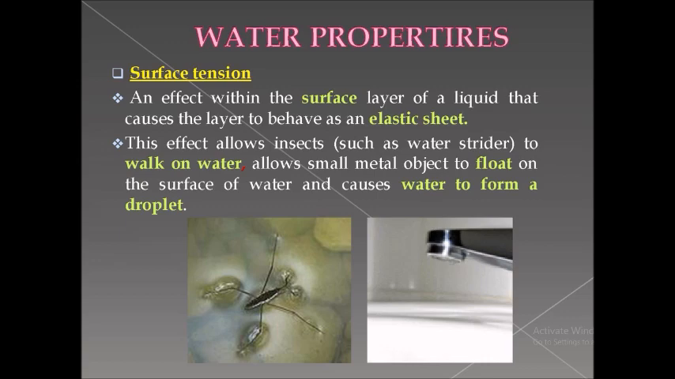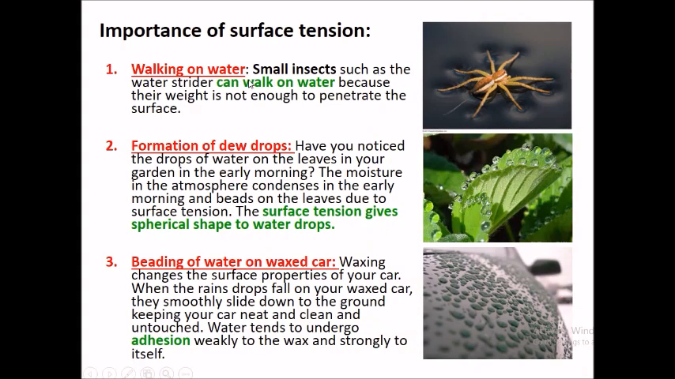high pressure. So the importance of surface tension, of course, the first one is for the small insect to walk on the water due to their very lightweight, and then also formation of dew drops. As you can see, the surface tension will give the spherical shapes of the water drops.